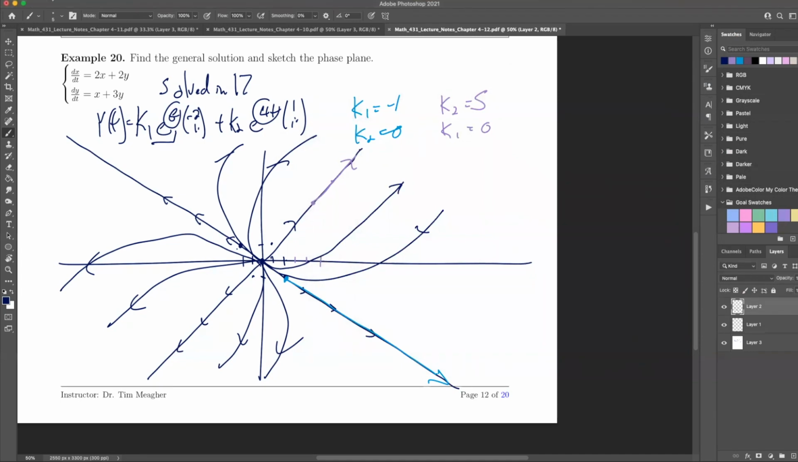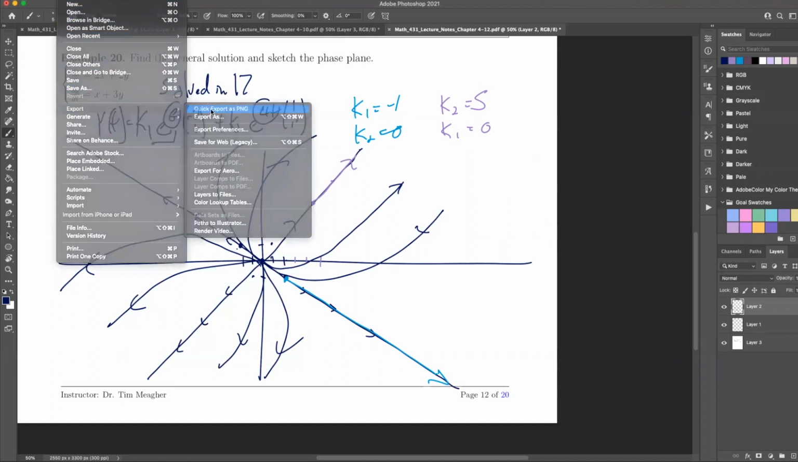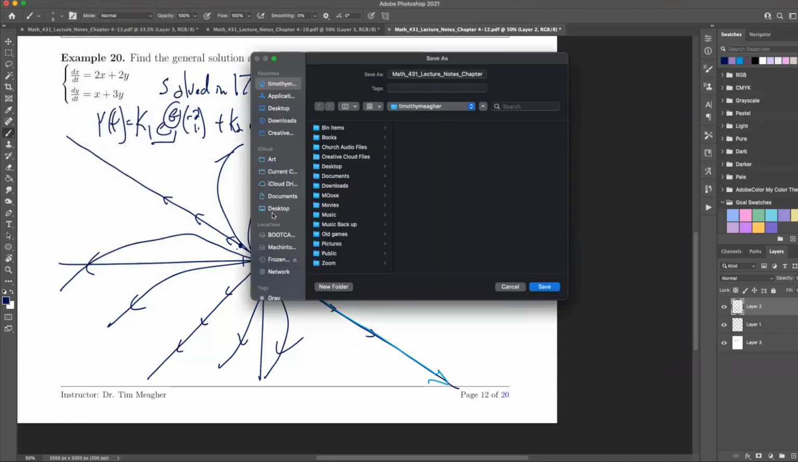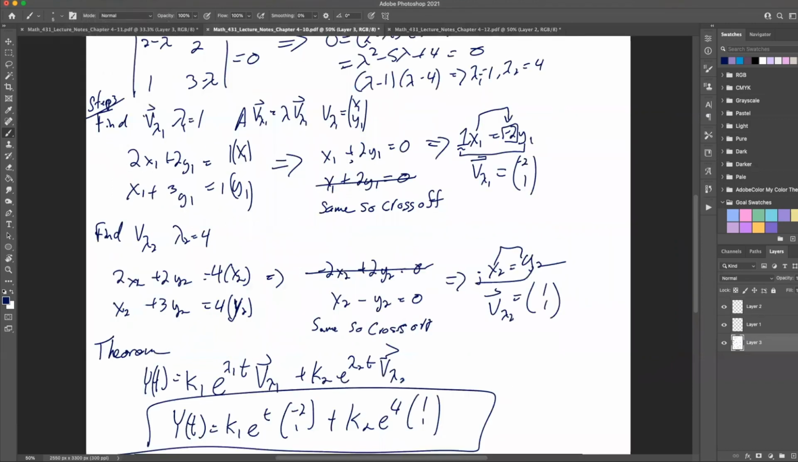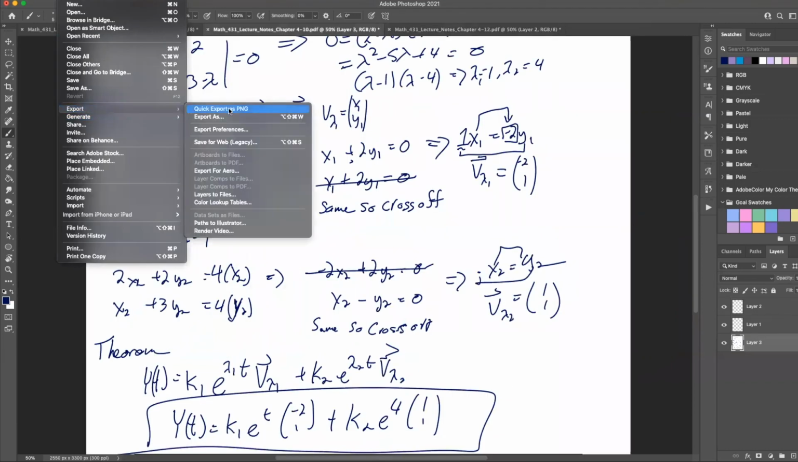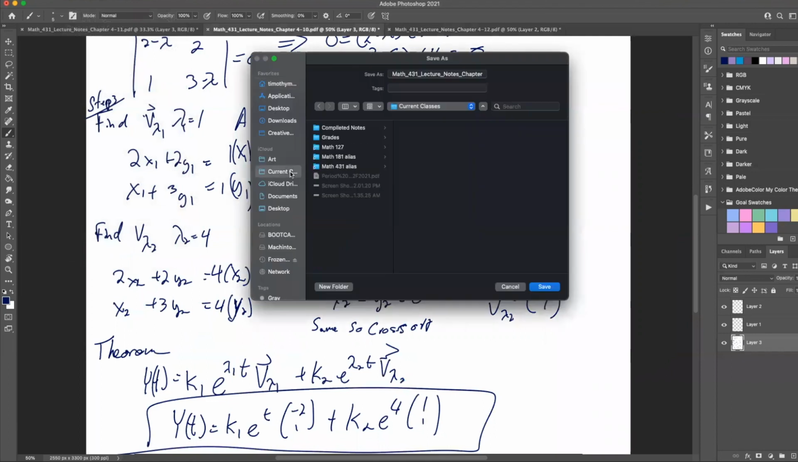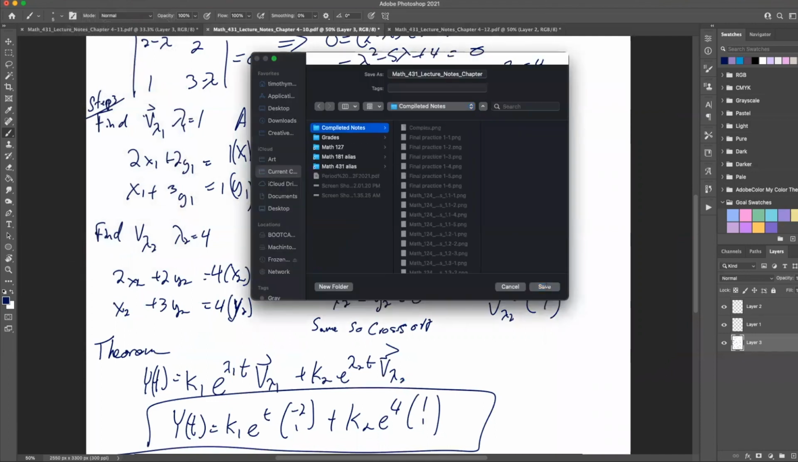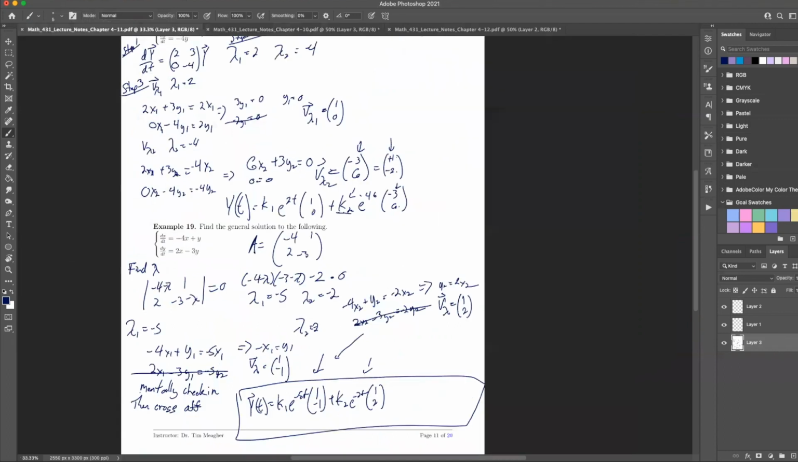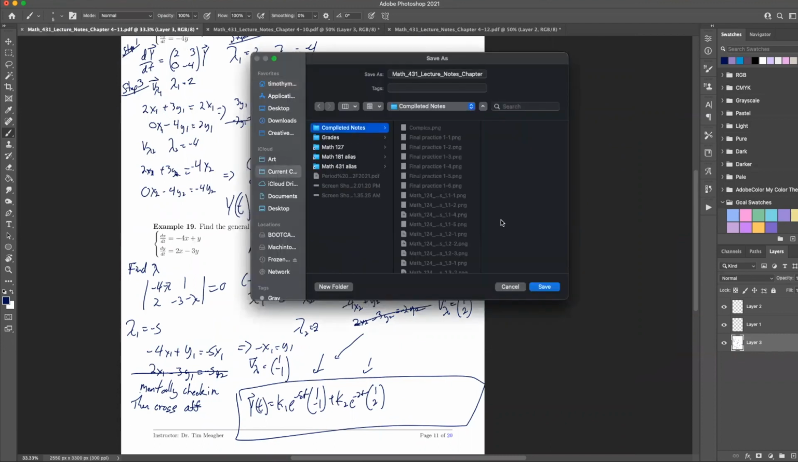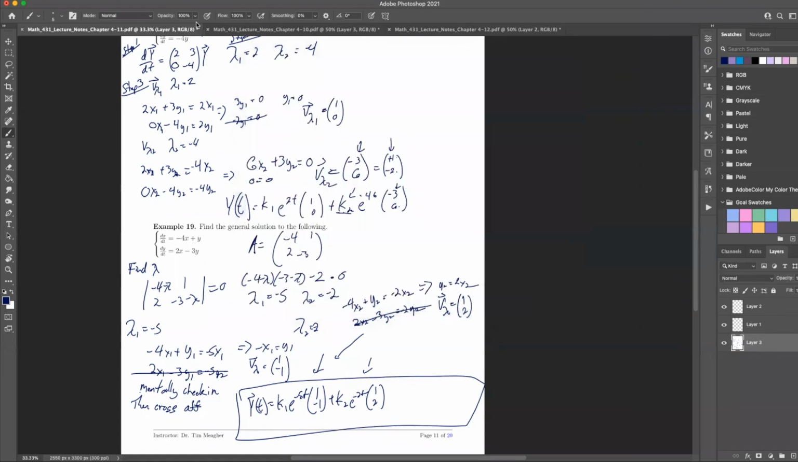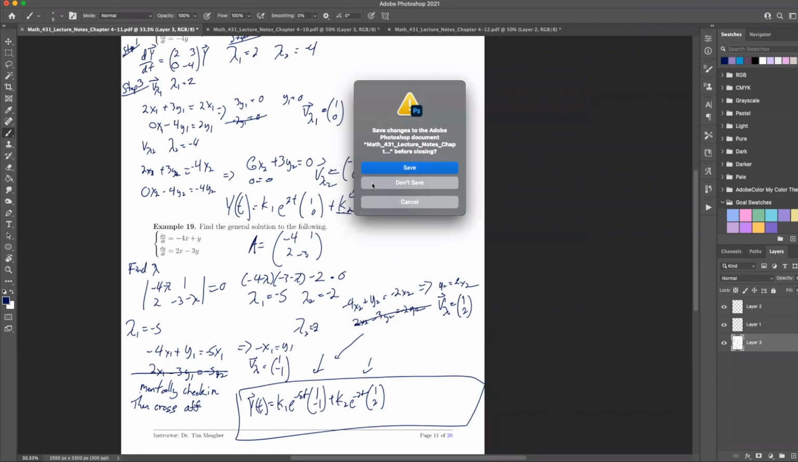I'll go ahead and export these. Export as PNG. Yep. Current class, good notes. Save. File. Export. Current class, completed notes. Save. That way I have them if you guys want them. And let's do a couple more of these.